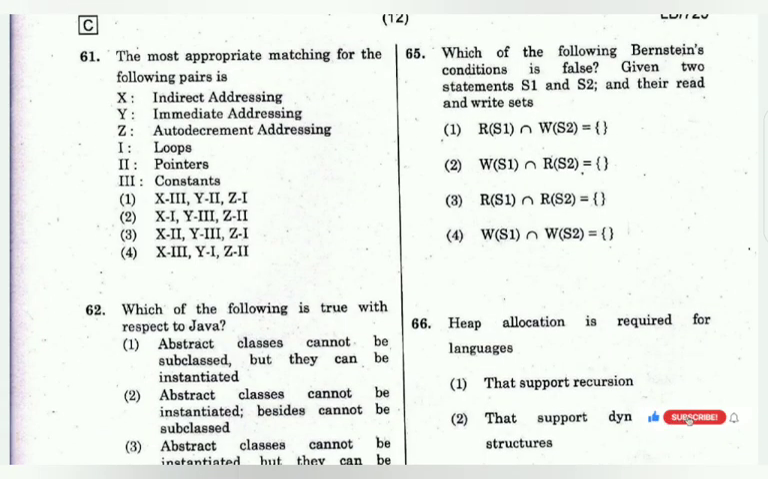Next. Which of the following Bernstein's conditions is false? Given two statements, S1 and S2, and their read and write states. Bernstein's conditions ensure statements S1 and S2 can execute in parallel by avoiding conflicts. Condition 3, that is R of S1 intersection R of S2, states that there is no overlap in read sets of both statements. Reading the same data doesn't cause dependency issues, so this condition is false. So option 3 is the correct answer.